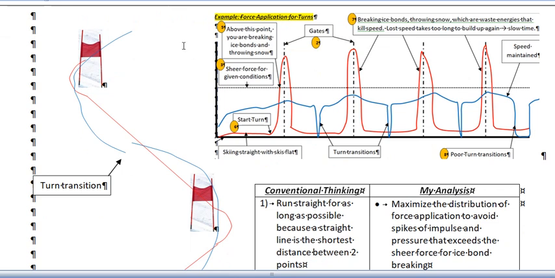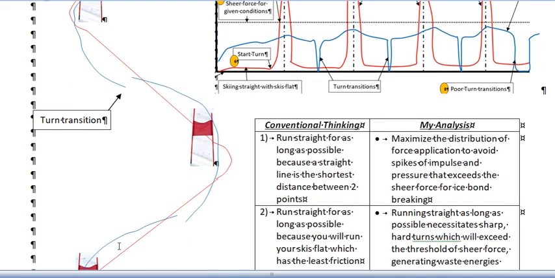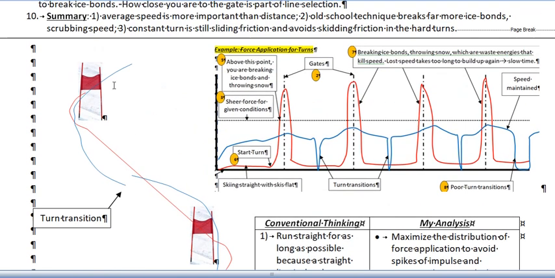So yeah, again, the conventional thinking is, well, you run a straight line from gate to gate, right? You minimize the friction you believe, and also the shortest distance, right? Then you make a turn, a hard turn, and you do the same thing here, run a straight line. I say, no, you don't try to run as straight and flat as possible. You stay in a constant turn.